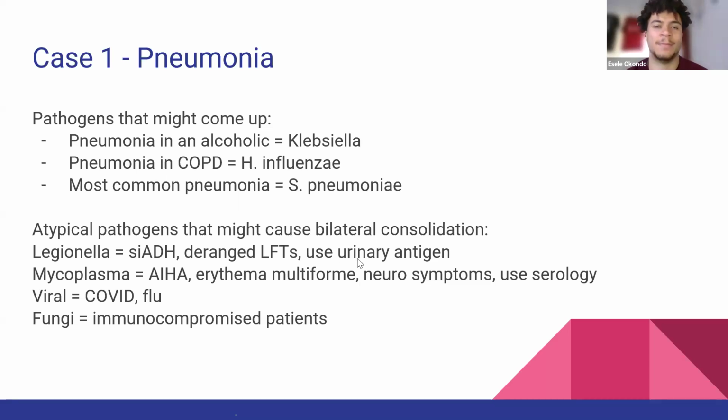That's your first line assessment. Mycoplasma pneumonia, it says here use a serology, and you can get erythema multiforme with this as well. Viral, it can be COVID, it can be the flu, and then fungal infections, you only really get in your immunocompromised patients. So that will come up in the clinical vignette before you go into your OSCE or in your AKT, more likely. I don't think they'd give fungal pneumonia in an OSCE.